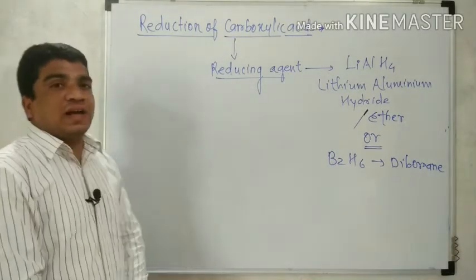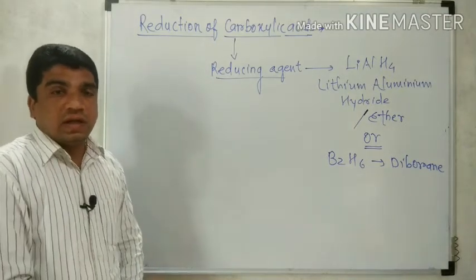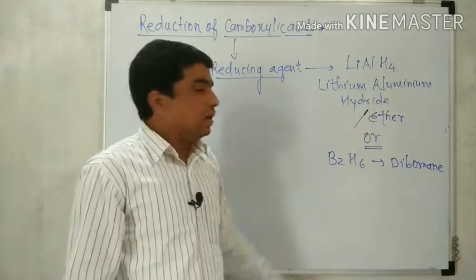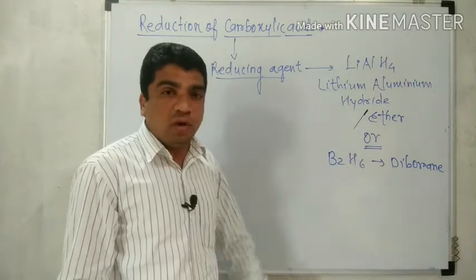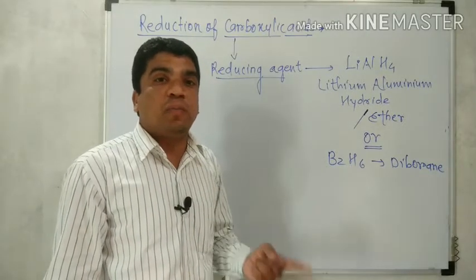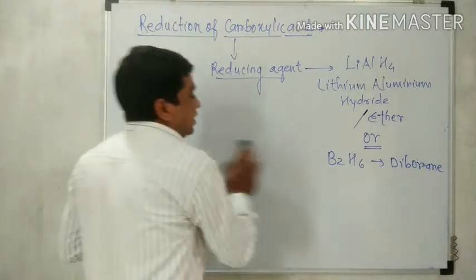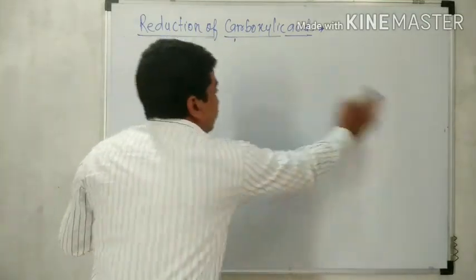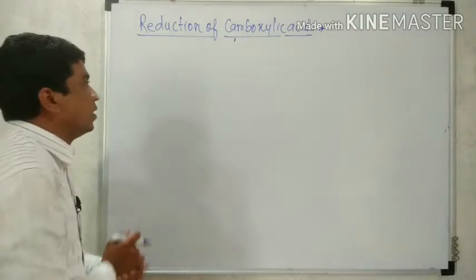So what happens when carboxylic acid is reduced? When carboxylic acid undergoes reduction, it is reduced either by lithium aluminum hydride in the solvent ether, or by using B2H6 diborane followed by hydrolysis, and the carboxylic acid is converted to primary alcohol. So look at the general reaction: how the primary alcohol is obtained by the reduction of carboxylic acid.